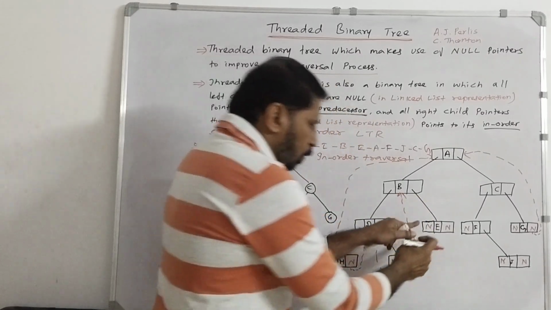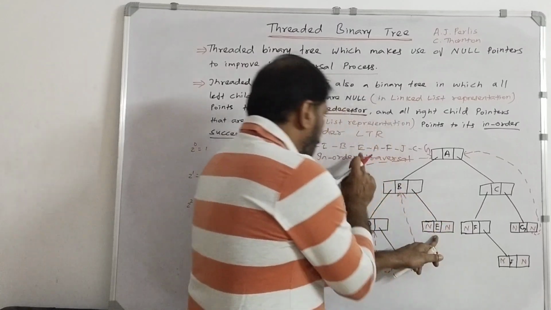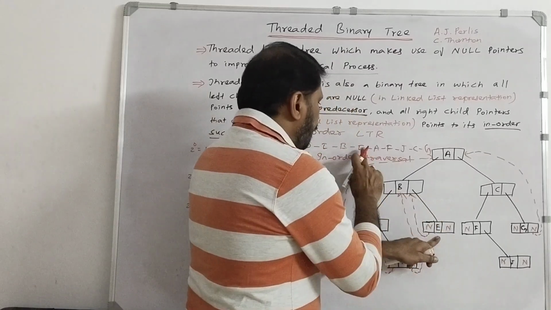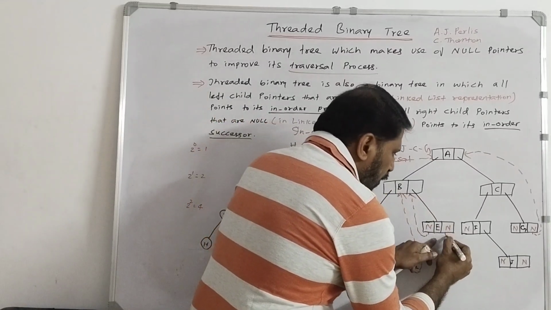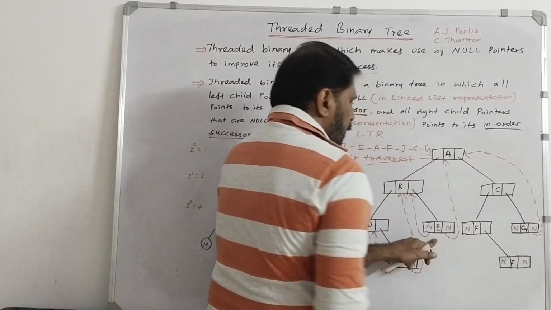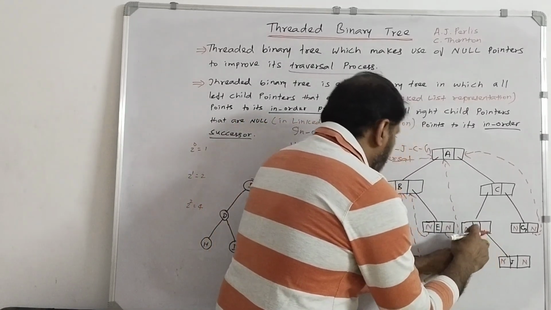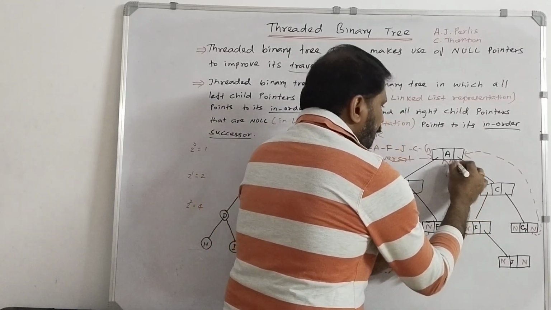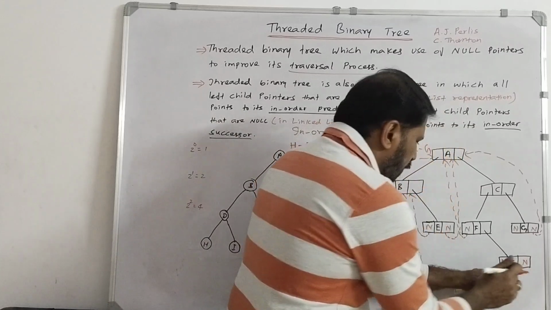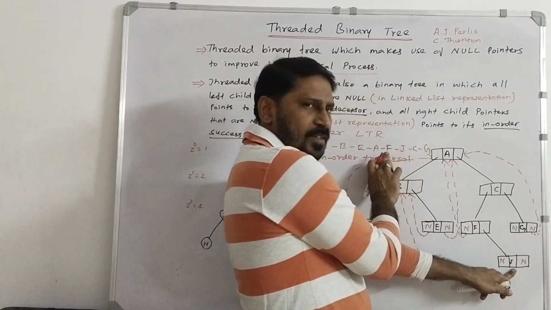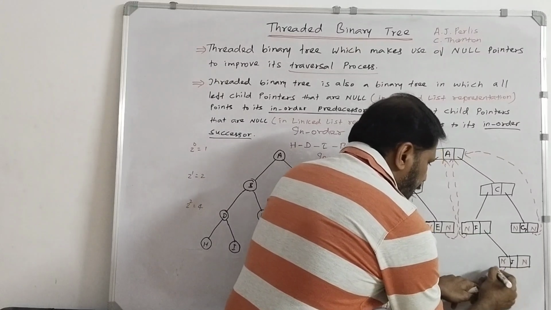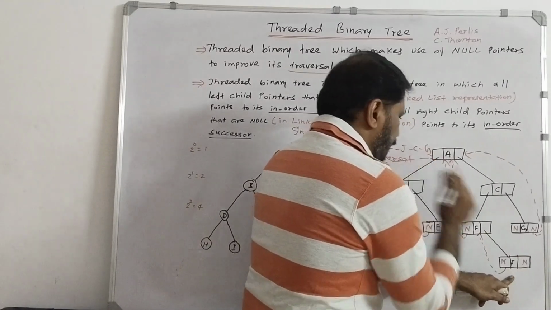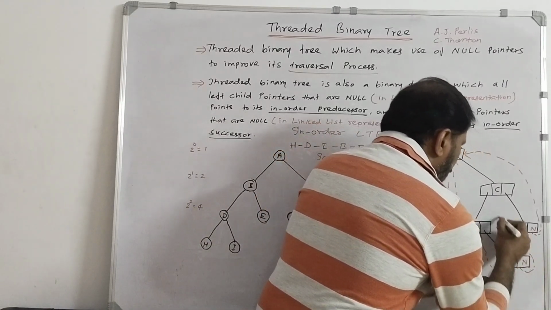Is the point clear? What about the in order predecessor of E? The in order predecessor of E is B. So that's why this is connected to B. Okay. And the in order successor of E is A, so it is connected to A. And what about the in order predecessor of F? F's predecessor is A. So that's why this is connected to A. And that is already there. What is the in order predecessor of J? J's predecessor is F, so it is connected to F. Then what is the in order successor of J? It is C, so it is connected to C.